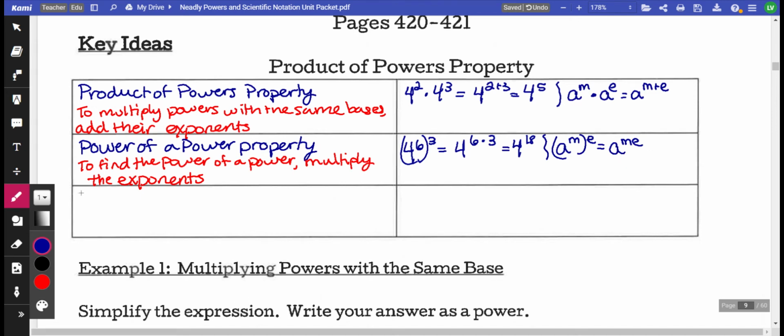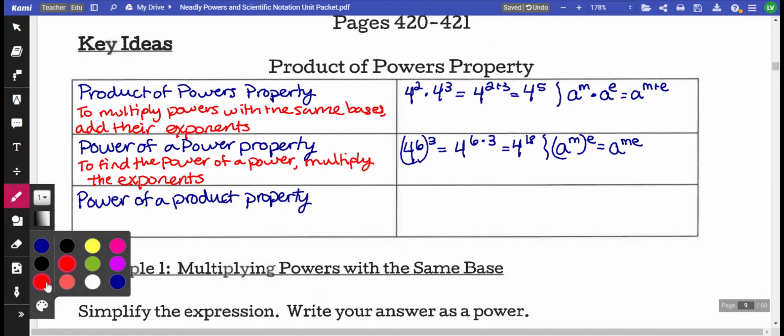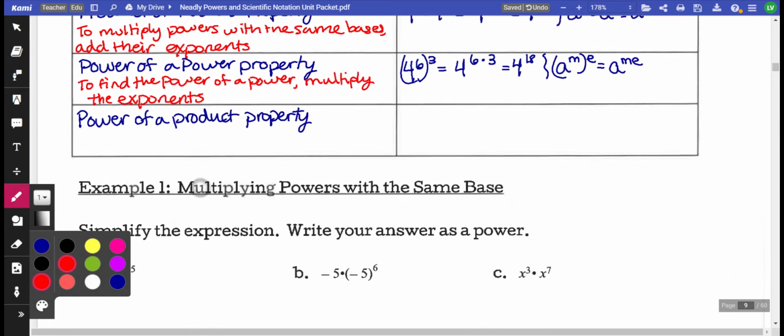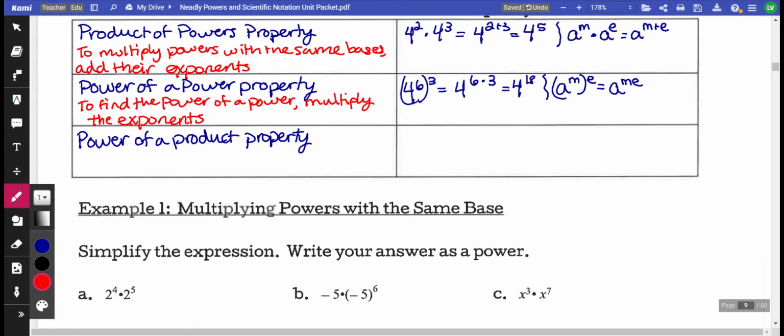And the last one is power of a product property. This is where you find the power of each factor and multiply.